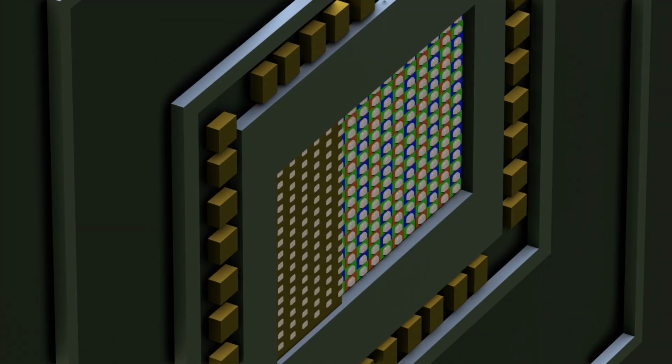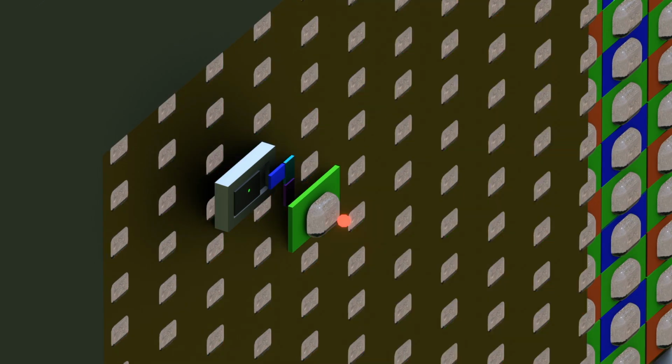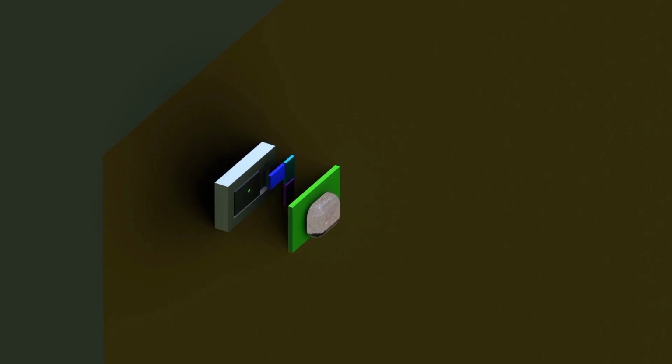To understand how a single pixel works, we look at its 3 main layers: the microlens, the color filter, and the photodiode. When light from an object releases photons, the microlens focuses them into a narrow path. The color filter then allows only photons of a specific color to pass through while absorbing the others. For example, a green pixel allows only green photons to reach the photodiode.